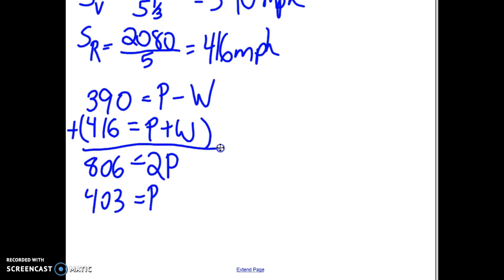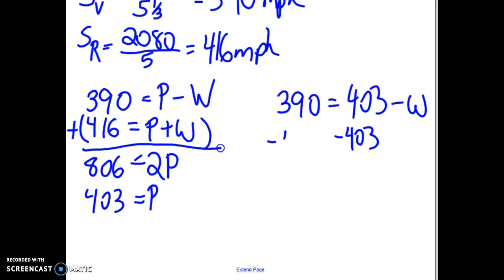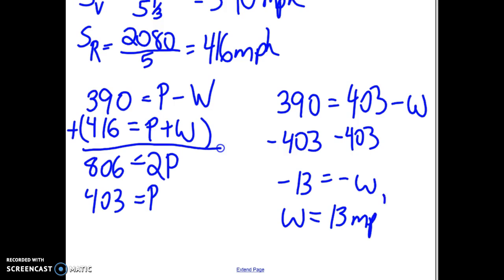Now, I want to solve this for W as well. So my wind speed, so 390 equals 403 minus W. Okay, and if I subtract 403 from both sides, I get that negative W is equal to negative 13. So my wind speed is 13 miles per hour. So my plane was going 403 miles per hour with a wind speed of 13 miles an hour.